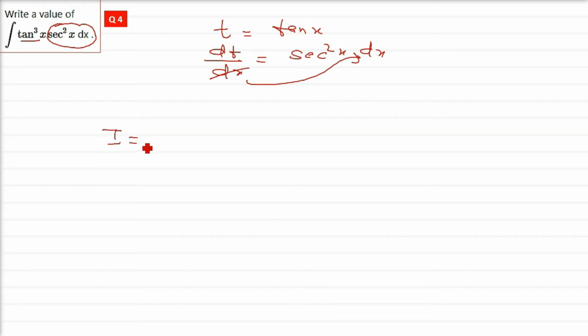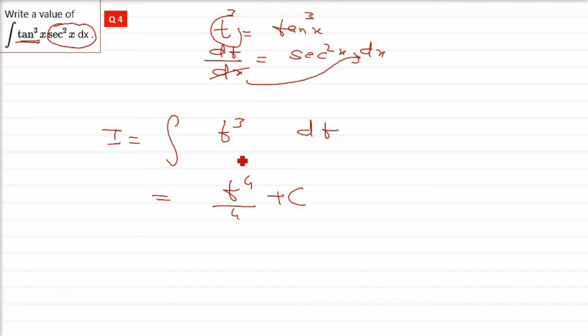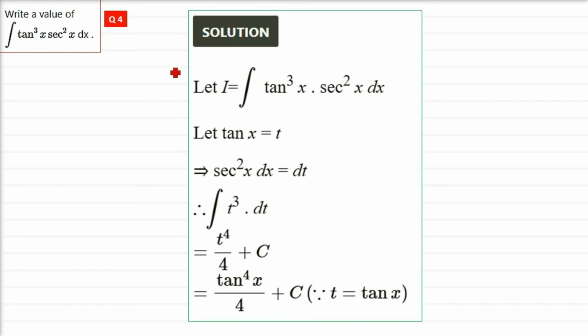This integration will become like this. Sec square x dx will be dt. You can just write dt in place of sec square x dx, and then tan cube x, t you can take. T cube will be tan cube x. So t cube will come. Now this x raised n integration kind of thing we can apply here. It will be t raised 4 over 4 plus c. Final replacement of t as tan x can be done, and this integration will be tan raised 4 x divided by 4 plus a constant of integration. And this is how this will be done, and this is a very easy question if you have done all the exercises of indefinite integrals.